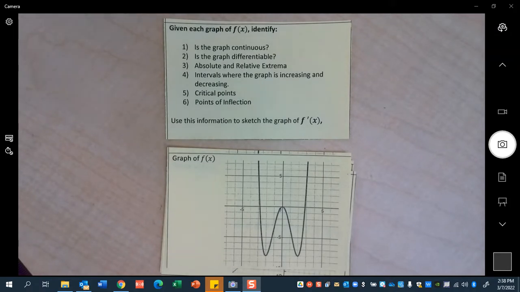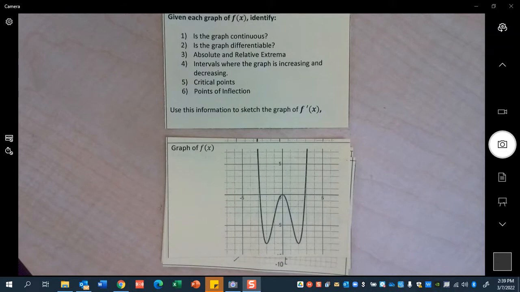So is the graph continuous? Is it differentiable? You can look at the graph and prove whether there's absolute or relative extrema, whether there's an absolute maximum, an absolute minimum, local min, or local max. You can have those conversations. All right. Then you can talk about intervals where the graph is increasing and decreasing, and then you can talk about points of inflection. What I want you to do on your graph is I want you to sketch the graph of the derivative.